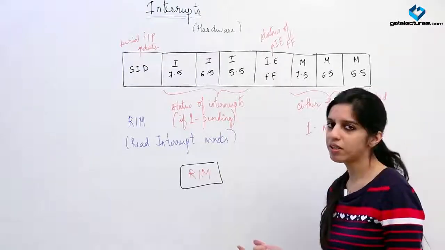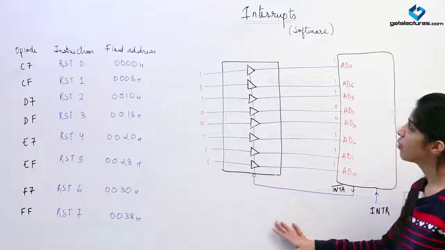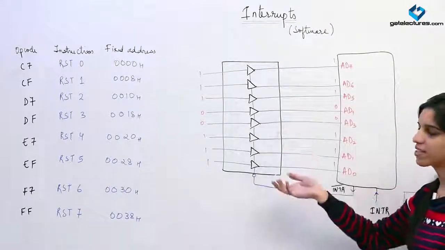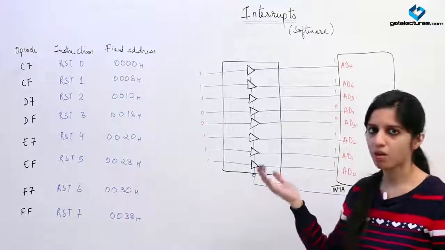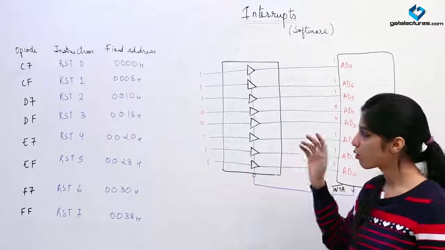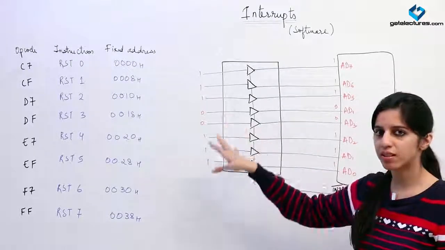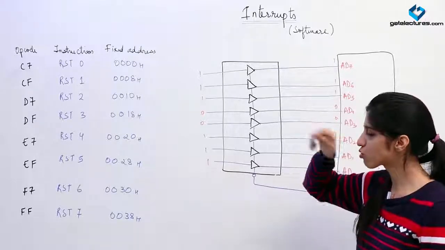Next we are going to look at software interrupts. We've already seen the 5 hardware interrupts. We've seen their programming, how to set the masking, how to read the masking, and how to enable the flip-flop. We've also seen the circuit diagram of all the hardware interrupts. Now we look at software interrupts.